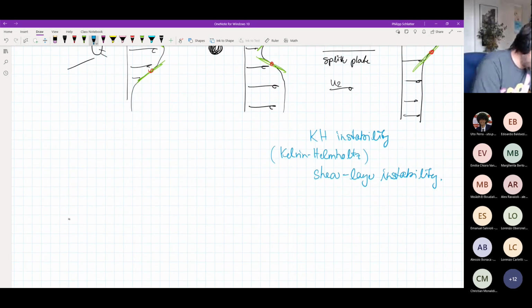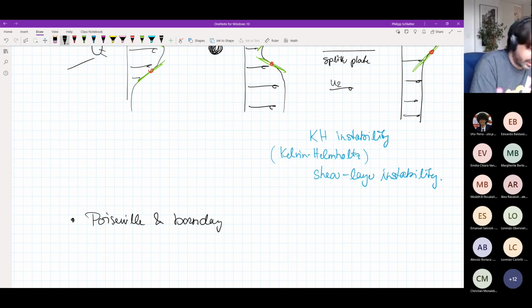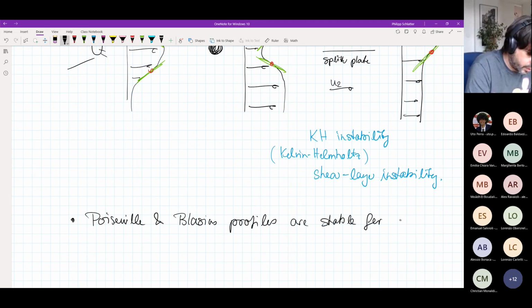But before the break, I would like to write down the comment. So, Poiseuille and the boundary layer, or actually I should maybe mention Blasius, profiles are stable for Reynolds going to infinity according to Rayleigh.